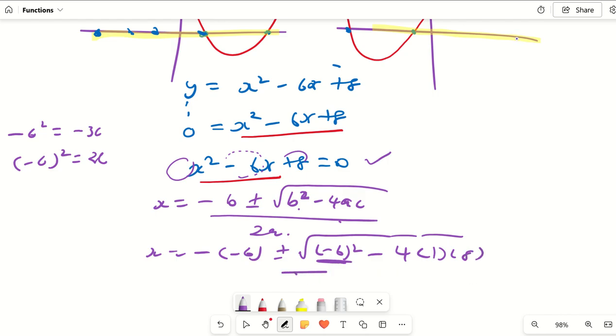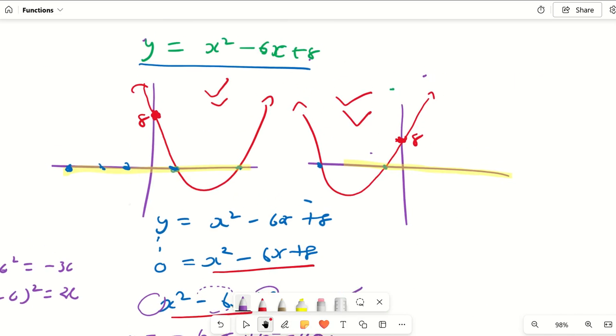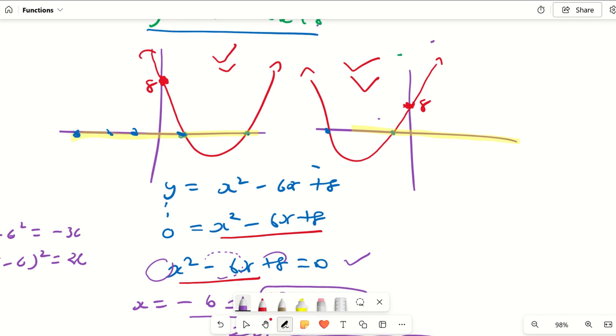All over 2, my a is the number there. So this will give you answers positive 4 and positive 2. Do you guys agree with me before I continue? So we continue. Those are our two roots. So now we know that the x-coordinates of the intercepts are 2 and 4. So that's how your graph would look.